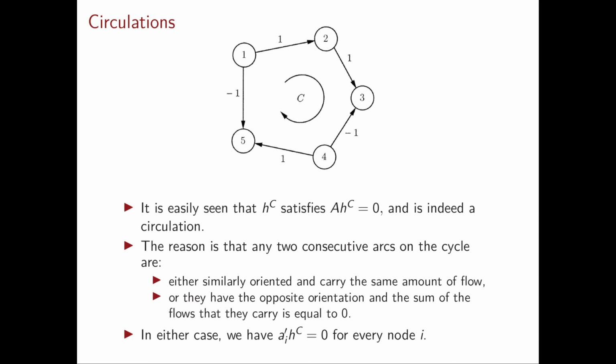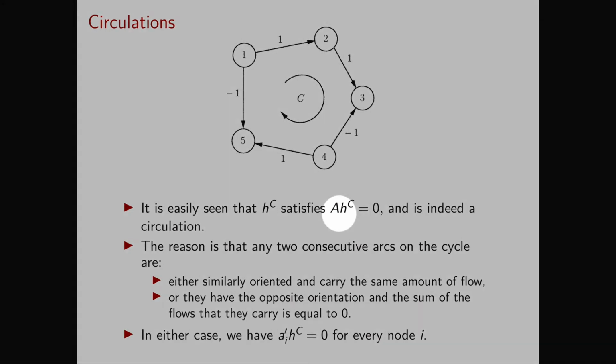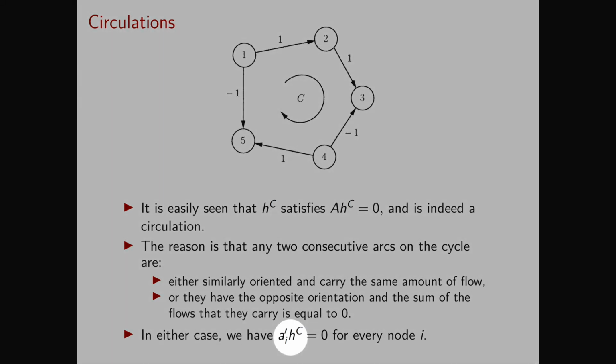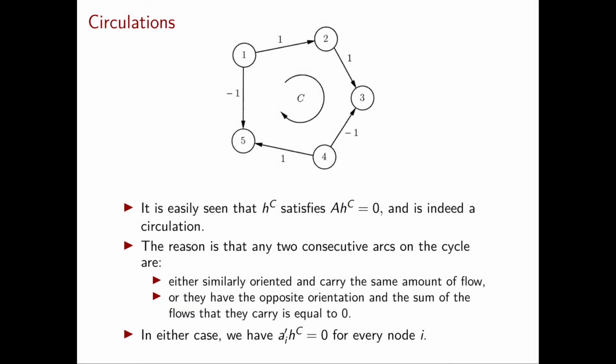Now the other case is when 2 consecutive arcs have the opposite orientation. In this case, the flow carried by the 2 arcs is opposite, and so it sums to 0. So also in this case, the flow conservation on that node is satisfied. Now that we've analyzed these 2 possible cases, we have shown that A_i transposed hC is equal to 0 for every node i. Therefore, A hC is equal to 0, and hC is indeed a circulation.